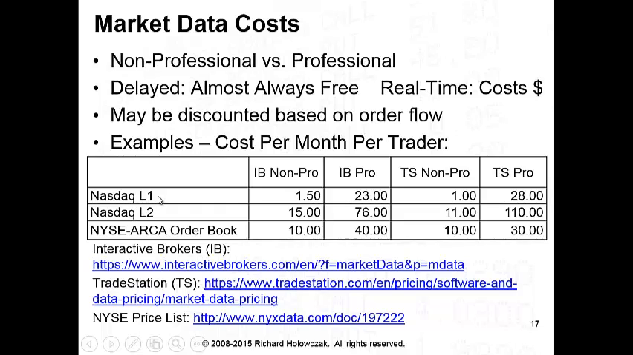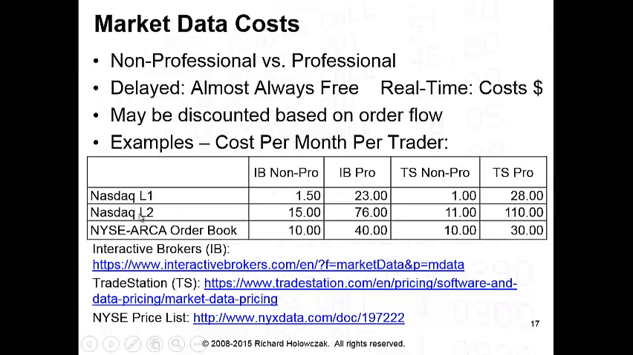So here's the NASDAQ Level 1 package. If you are a customer of Interactive Brokers and you're a non-professional, they're going to charge you $1.50 a month to get NASDAQ Level 1 data. If you happen to be a professional, they're going to charge you $23 a month. On TradeStation, if you're a non-professional, it's going to be $1 a month. And if you're a professional, they're going to charge you $28 a month.